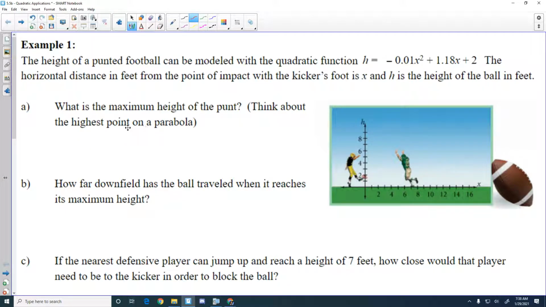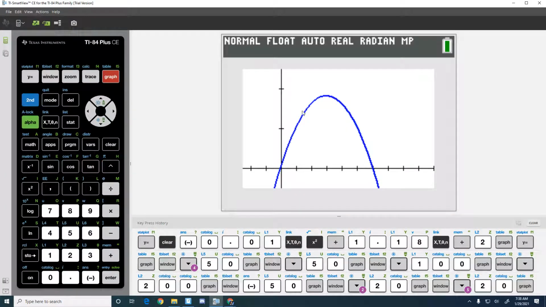Now let's go back to the question. All right, so we want the maximum height of the punt. So this line basically represents the path that the football would take up into the air and then back down, hitting the ground somewhere down the field. I want to find the maximum height. Well, that's right up top here. That's essentially the vertex. So let's go over how to find the vertex.